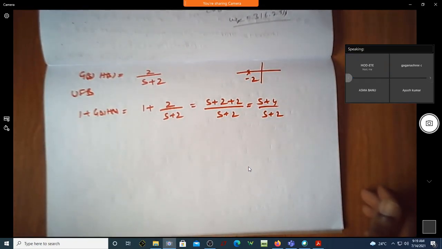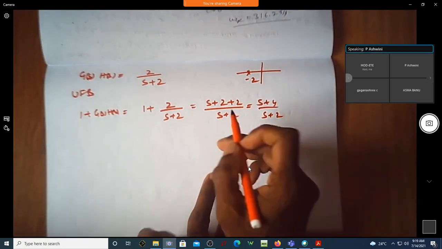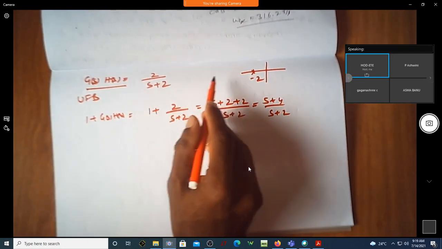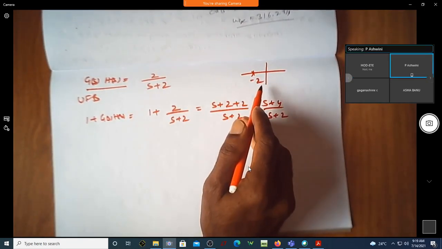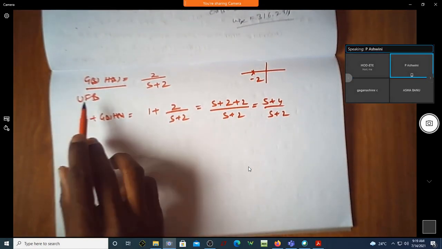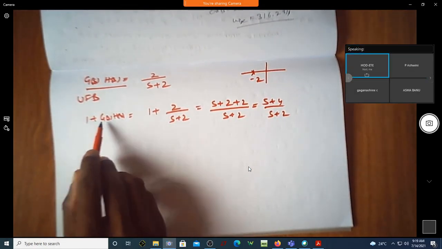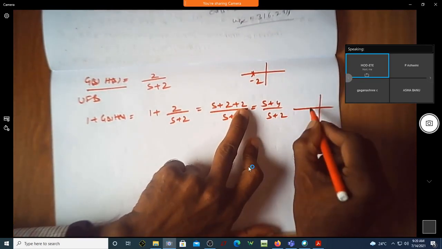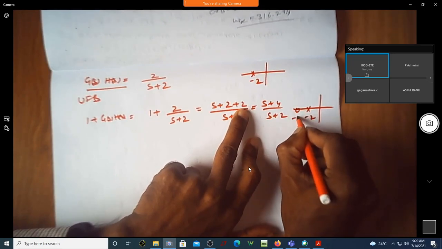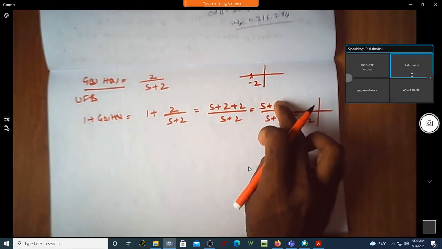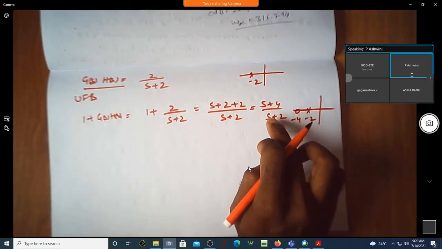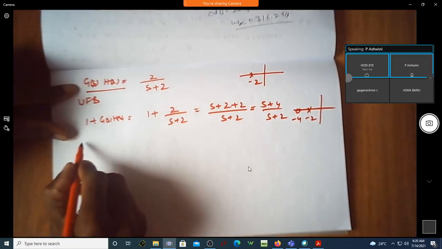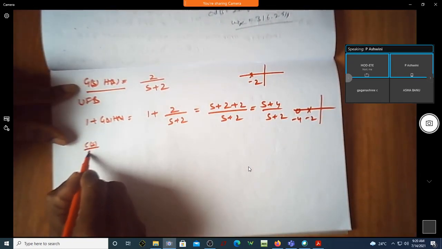Hello. Yes, sir. So now we can see that for the transfer function G(s)H(s), there is a pole at -2. Correct? Now we have slightly modified the transfer function and written it as 1 plus G(s)H(s). Now there is a pole at -2 and a zero at -4, because whatever is in the numerator gives the zero, and what is in the denominator is the pole. Correct?